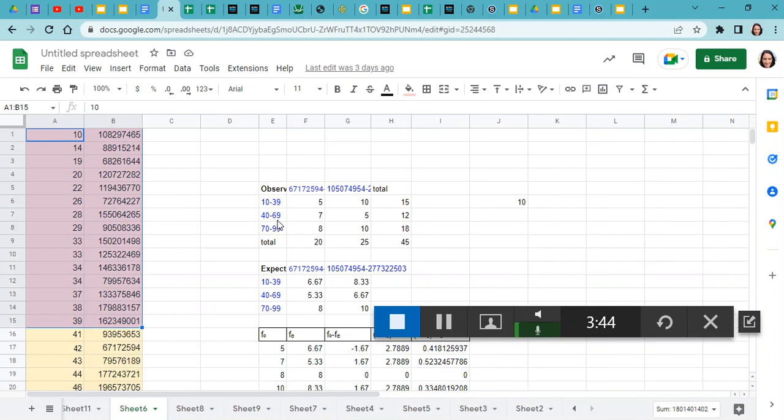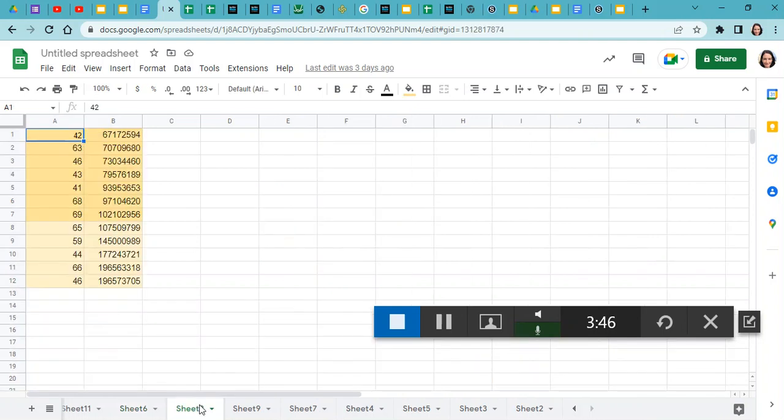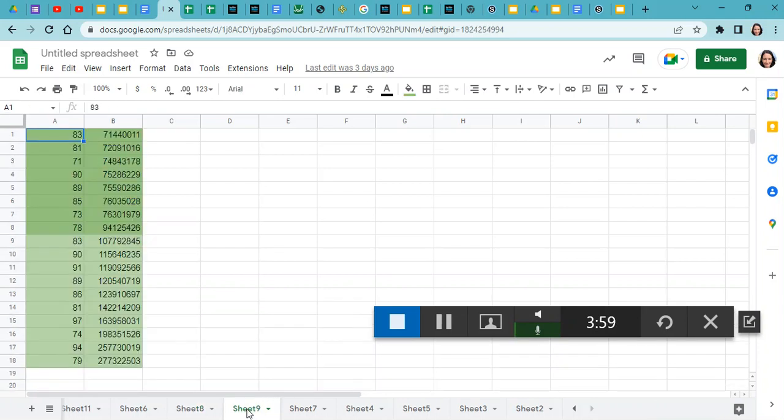This was 40 to 69. Okay, so 40 to 69. I then sorted it by column B, and I found less than 105 million here and greater than 105 million here. And then moving on to sheet 9, these are my highest Rotten Tomatoes scores, and these are the movies that gross less than 105 million and more than 105 million.